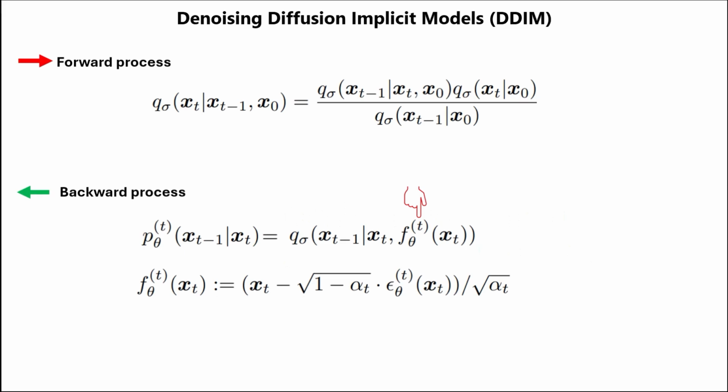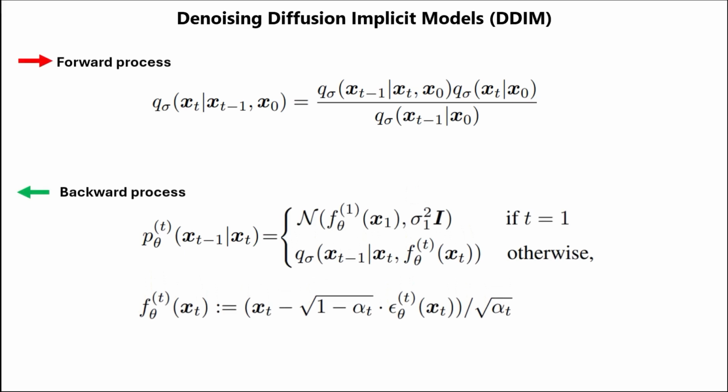the task for the neural network should be easier to predict the noise. Hopefully it seems fine, but there's one thing that I missed: when we reach time step 1, we can directly estimate x0 in a single step, and we don't really need this non-Markovian process anymore.